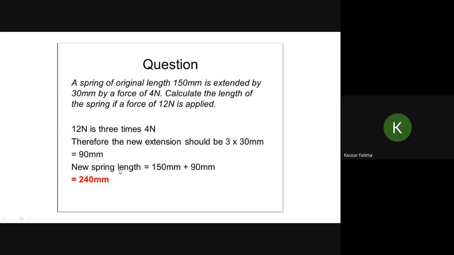So what will the new length be? The initial length was 150. So you will add the extension. What is the extension due to that 12 Newton force? 90 millimeter. So the new length is now 240 millimeter.